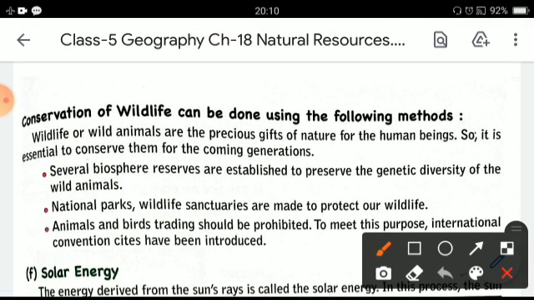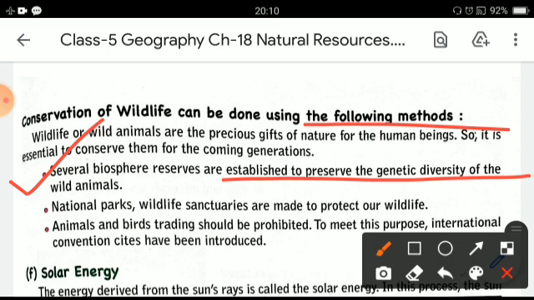Conservation of wildlife can be done by using the following methods. Several biosphere reserves are established to preserve the genetic diversity of these wild animals. Then national parks and wildlife sanctuaries are made to protect our wildlife. Trading of animals and birds should be prohibited.